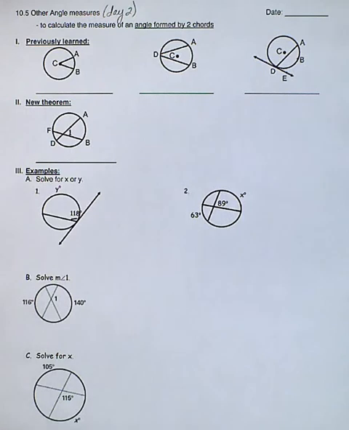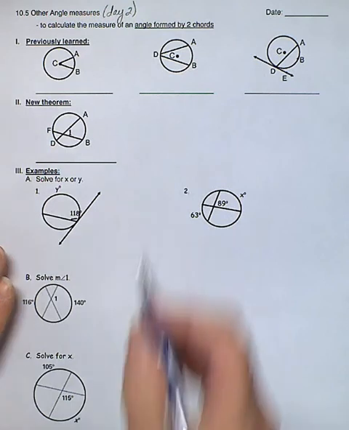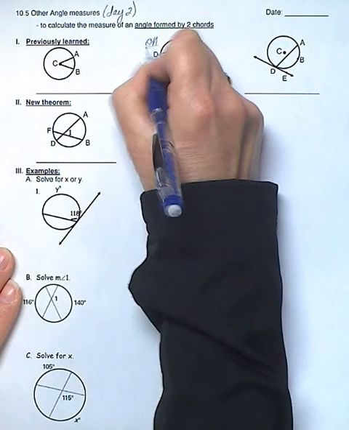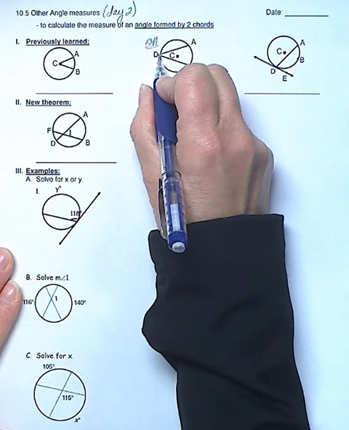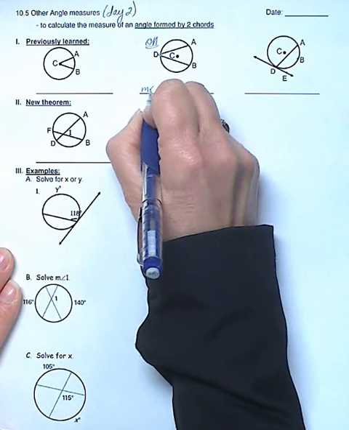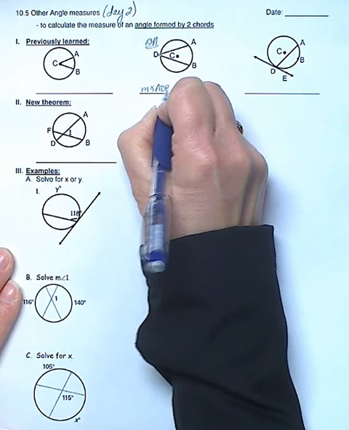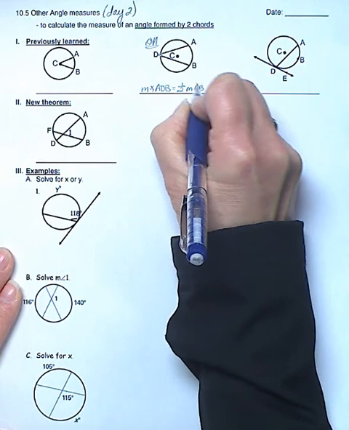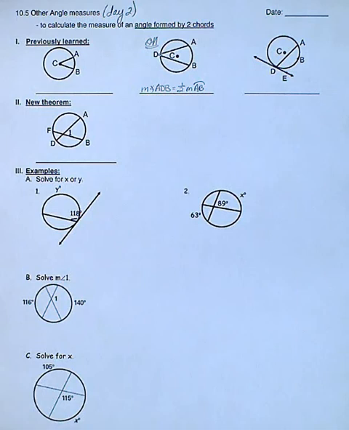Now, we've already done two chords when we did inscribed angles. When two chords come together on the circle, we know that an inscribed angle is half the measure of its intercepted arc. So the measure of angle ADB is half the measure of its intercepted arc AB. When we say we're finding the measure of an angle formed by two chords, it is not that. It's something else. So before we go on to today's lesson, let's review what we've learned.